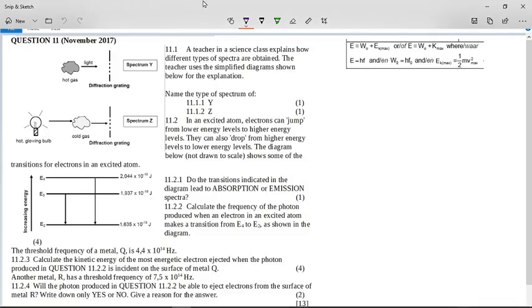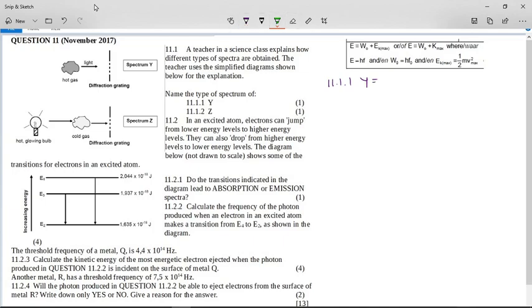Okay, this is the November 2017 question on the photoelectric effect. It says to you, a teacher in a science class explains how different types of spectra are obtained. The teacher uses the simplified diagrams shown below for the explanation. And it says to you, name the type of spectrum of Y.